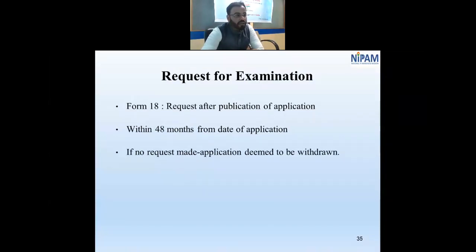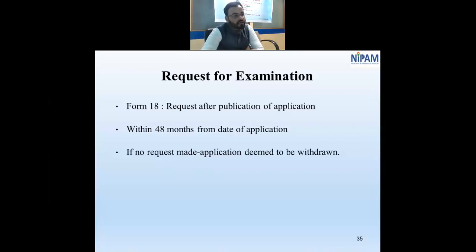Once your application is published, or even before it is published, along with your complete specification in Form 1, you can also file a request for examination along with Form 18. This form can be filed within a period of 48 months from the date of filing.